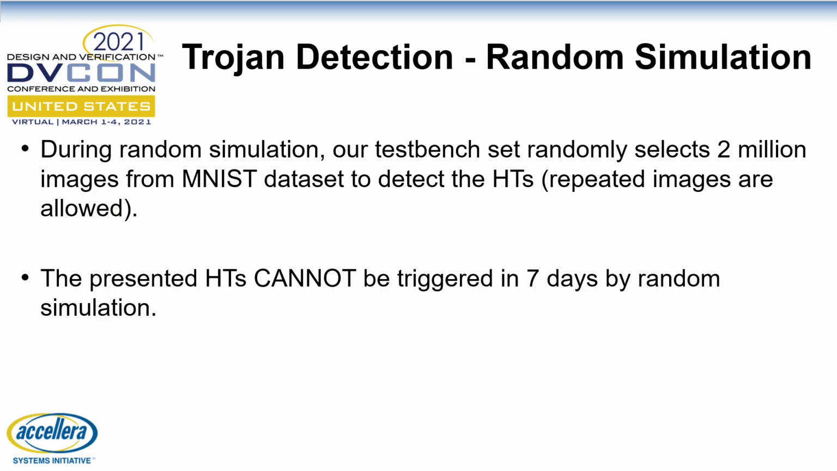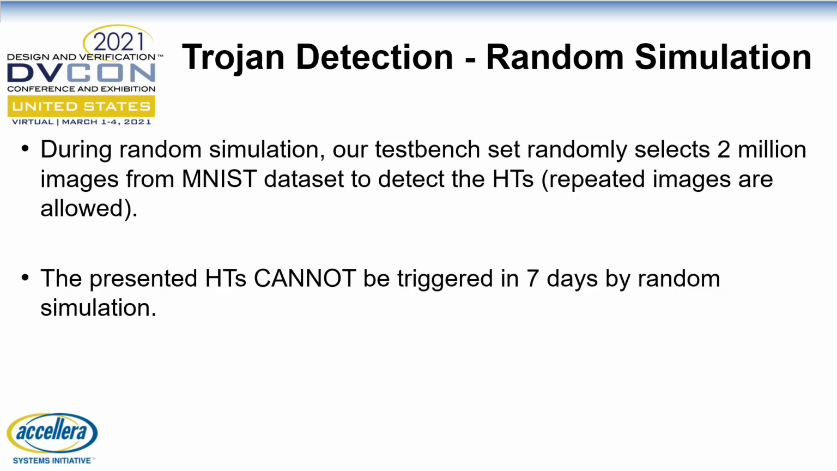We will discuss Trojan detection in this part. First, we use traditional random simulation to detect our proposed Trojan. In our simulation setup, the test bench will randomly select images from the MNIST dataset into the CNN for classification. And we use the internal random function of Verilog for the random mechanism.